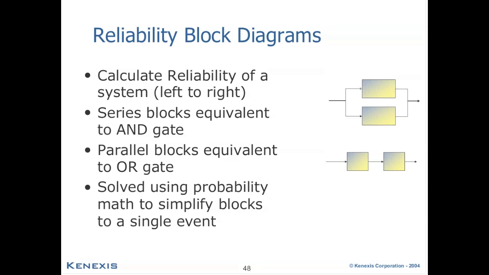Another example is reliability block diagrams, which takes the reliability of the system from looking at a side on the left and moving to the right. Where you have an AND relationship, you have a series of blocks, and where you have an OR relationship, you have parallel blocks. You use probability math in a similar manner as to fault tree analysis to simplify the blocks into a single event.